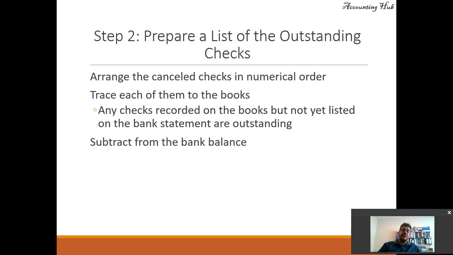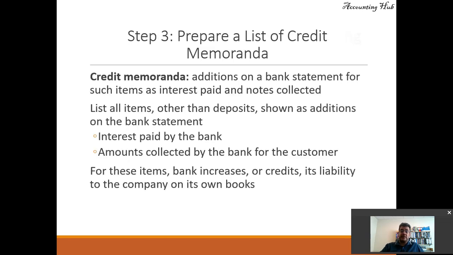Step 2: arrange the canceled checks in numerical order. Trace each of them to the books. Any checks recorded on the books but not yet listed on the bank statement are outstanding. Subtract them from the bank balance. Then we will be able to reconcile it.